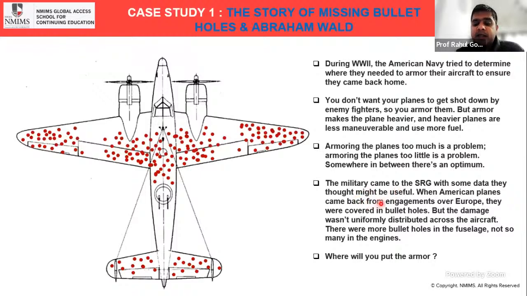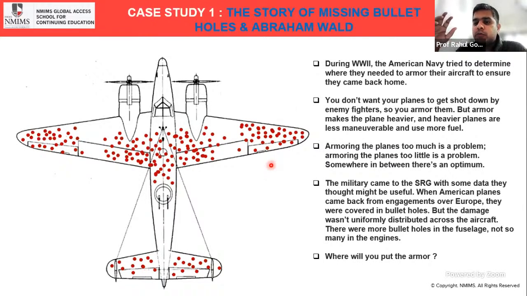When American planes came back from engagement over Europe, they were covered in bullet holes, but the damage was uniformly distributed. There were more bullet holes in the fuselage, not so many in the engines. But the point here is that before you even get into the solutioning piece, and we will see this during the course of this whole project, I'm not sure what learning you had driven from this example in your earlier discussion. But here, what I want to reinforce is that data is key.